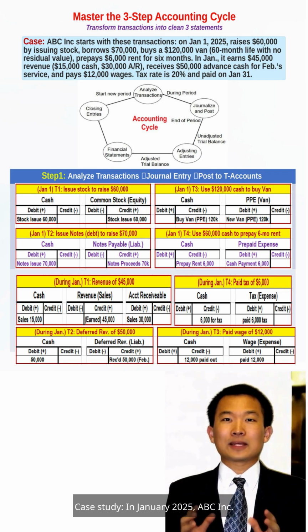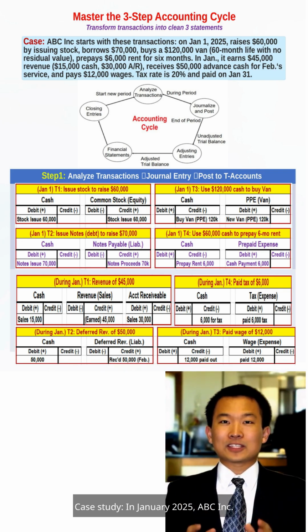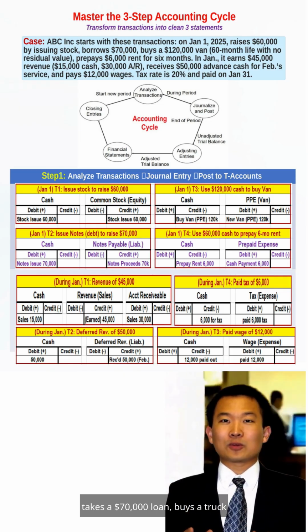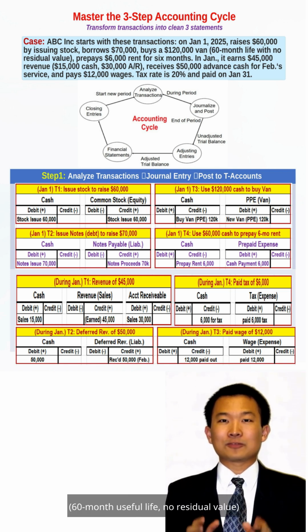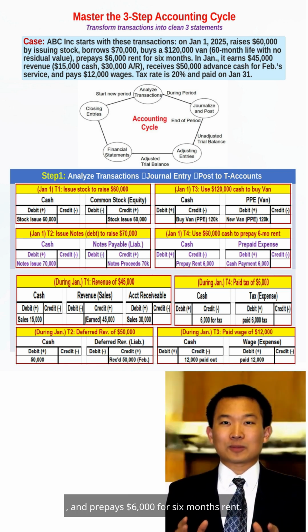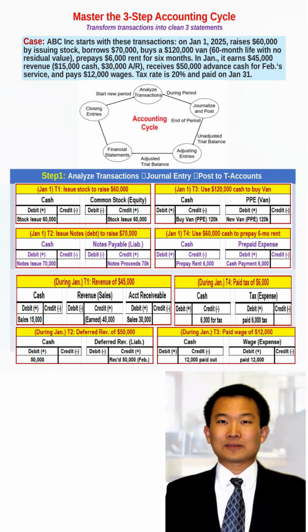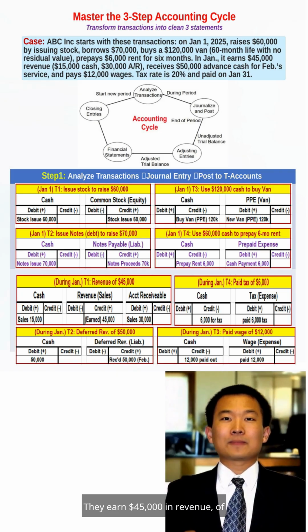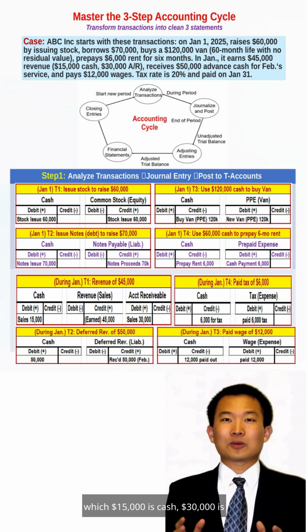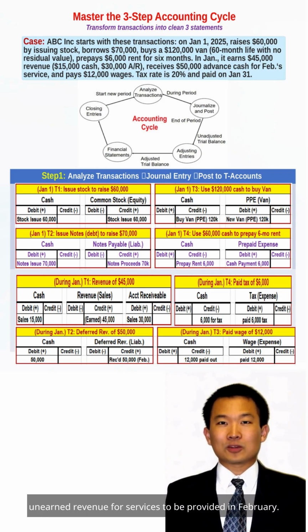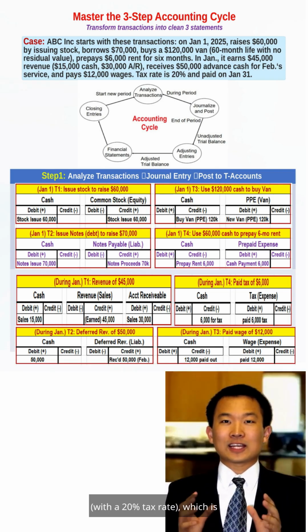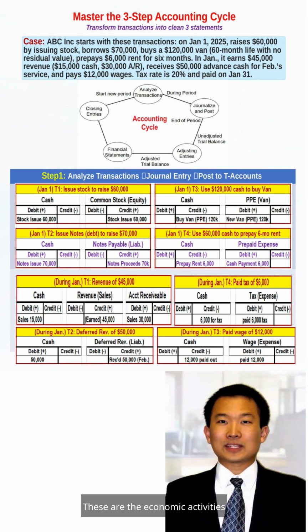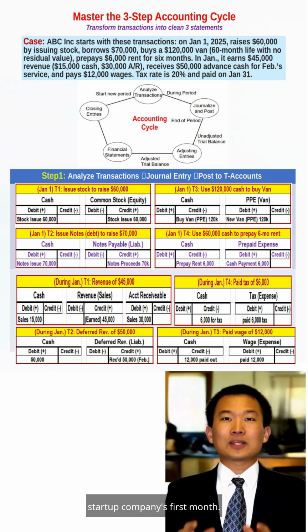Case study. In January 2025, ABC Incorporated issues stock for $60,000 cash, takes a $70,000 loan, buys a truck for $120,000, 60-month useful life, no residual value, and prepays $6,000 for 6 months' rent. They earn $45,000 revenue: $15,000 cash, $30,000 accounts receivable, $50,000 unearned revenue for February services. They pay $12,000 wages, 20% tax rate, January 31st. These are the economic activities of a startup company's first month.